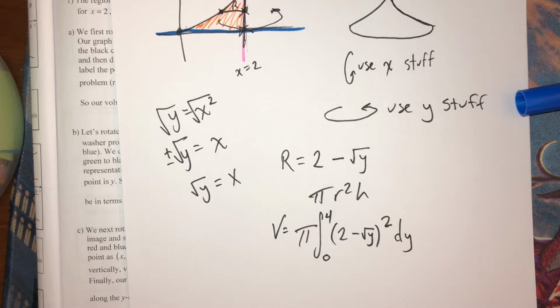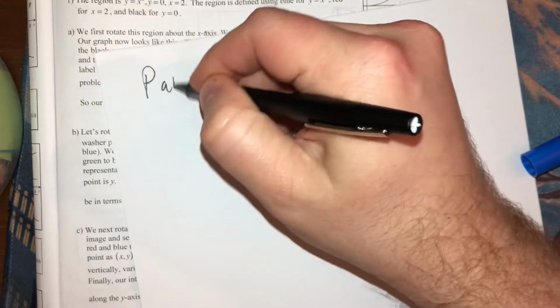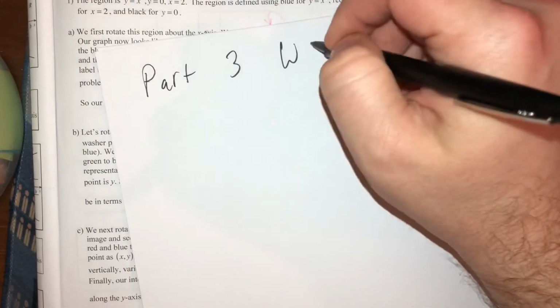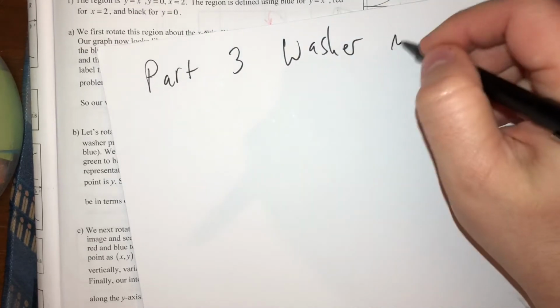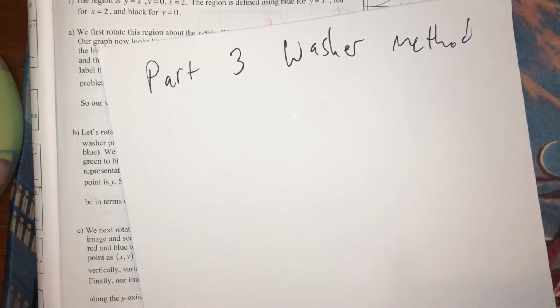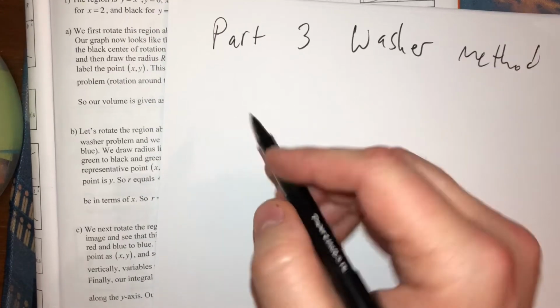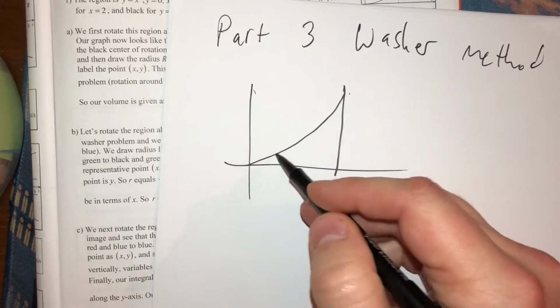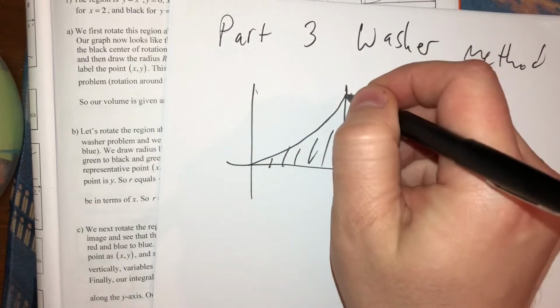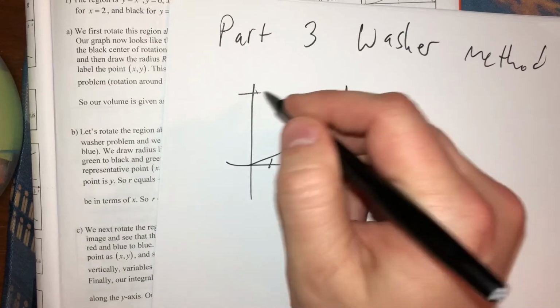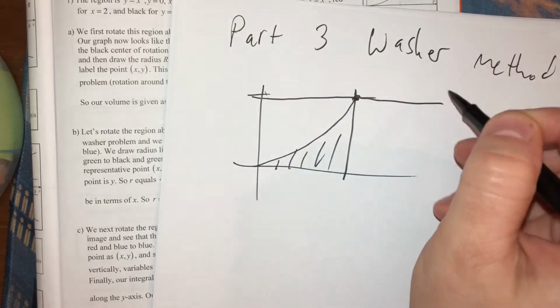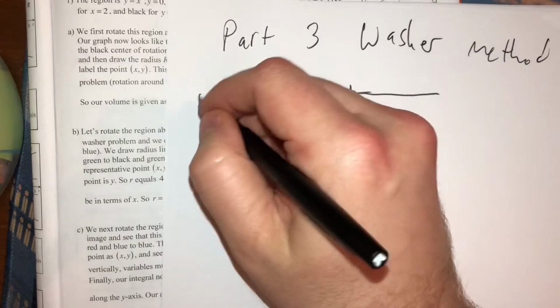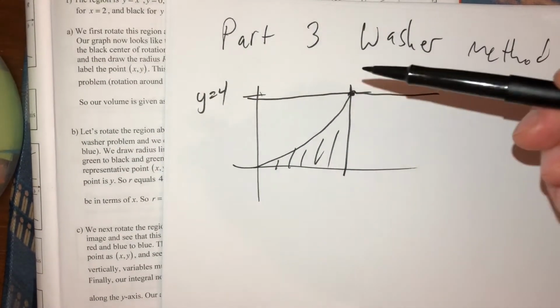Okay, so now we got to look at part 3. And this is going to be the longest part. So now, what if we were to take this same shape and now we're going to rotate it. This was 4, right? What if we rotate that around y equals 4? What does that look like?